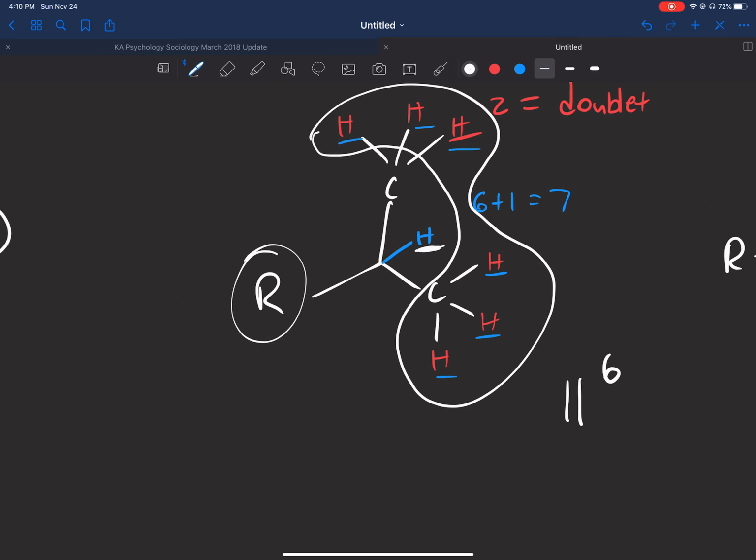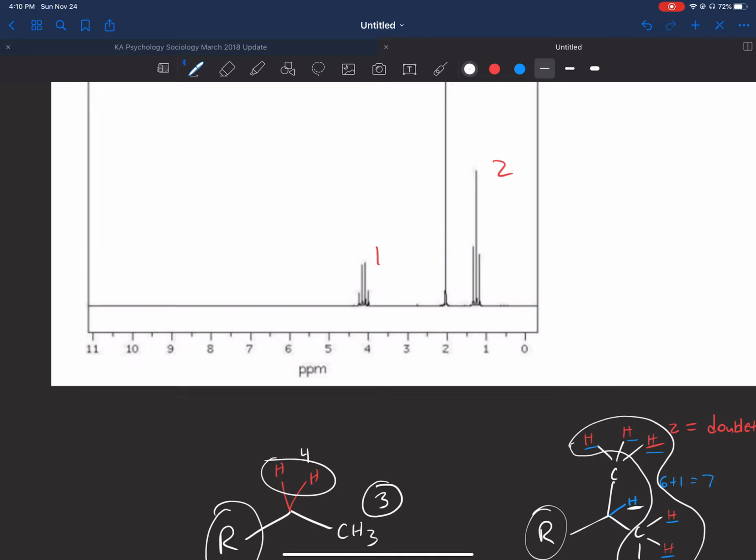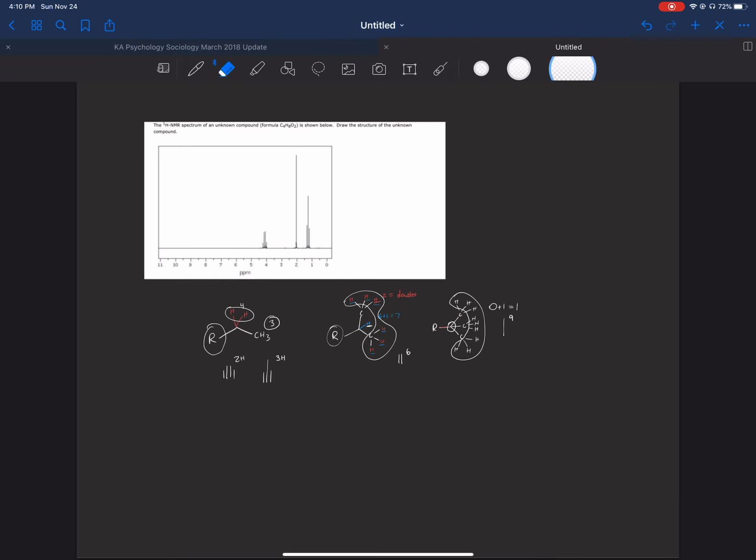And for this one, we draw out the splitting pattern here, right? This is going to have an integration of 2H because here we go, we have these 2 hydrogens. And the methyl is going to have an integration number of 3. They may not write 3H, they could just write 3. But just watch out for that. That's what integration means. So now let's get to the problem. Just erase this.